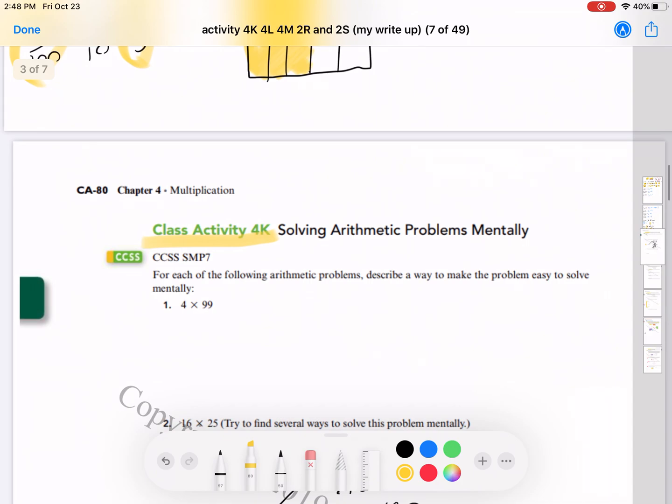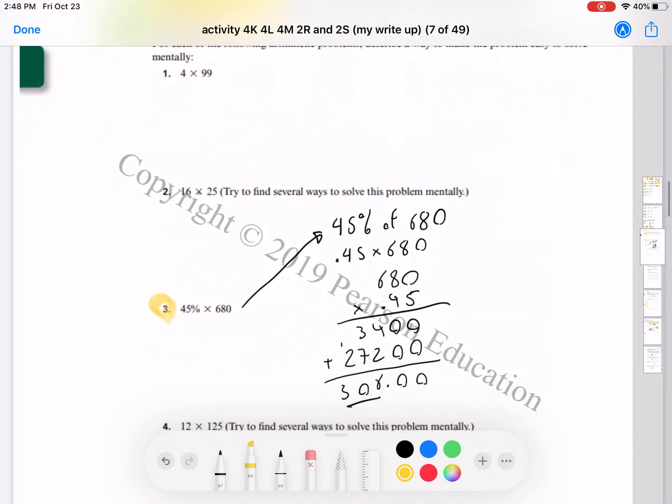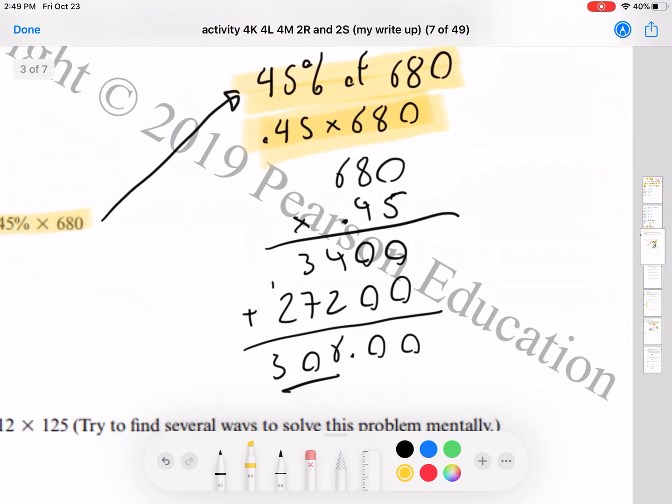All right, a little mental math. So we're not going to do all of this activity. This one says, what is 45% times 680? 45% times 680 is the same thing as 45% of 680. We went over that previously, which is the same thing as 0.45 times 680. So if I wanted to do this problem, this is the method we just went over.